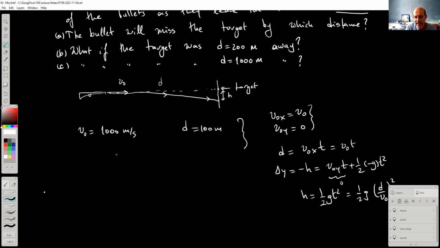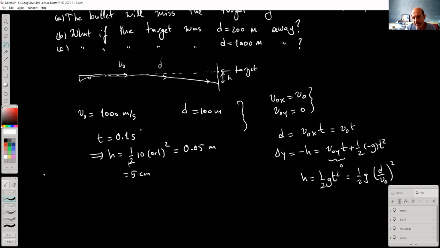Okay. So in any case, for this thing, the time is equal to 0.1 second. And so therefore, h is equal to 1/2 g times 0.1 squared. So this is like 0.05 meters. So it's 5 centimeters. So the deflection is quite small if you want to hit a target which is quite large, perhaps. If you are firing at a person, then that's negligible.